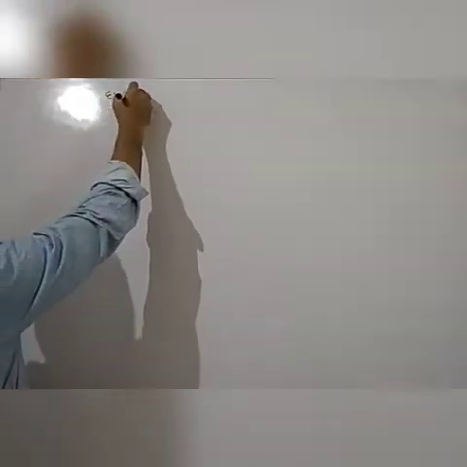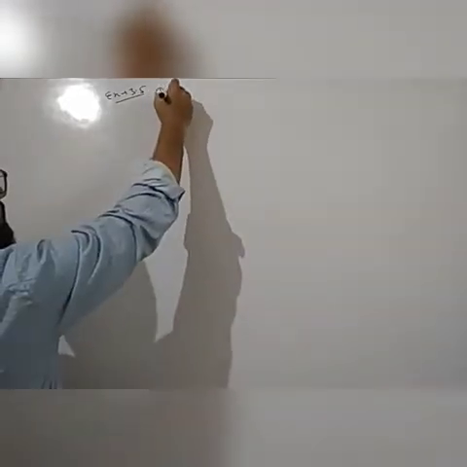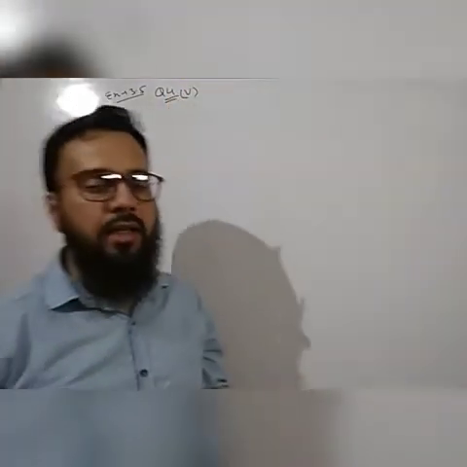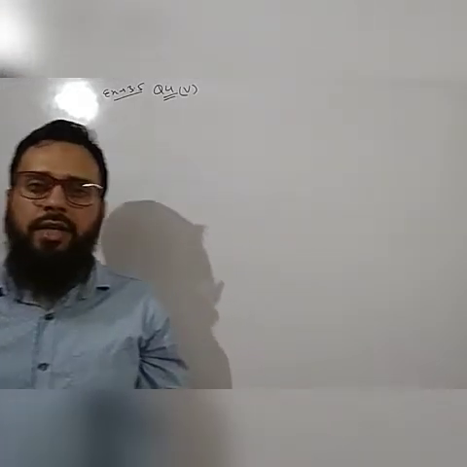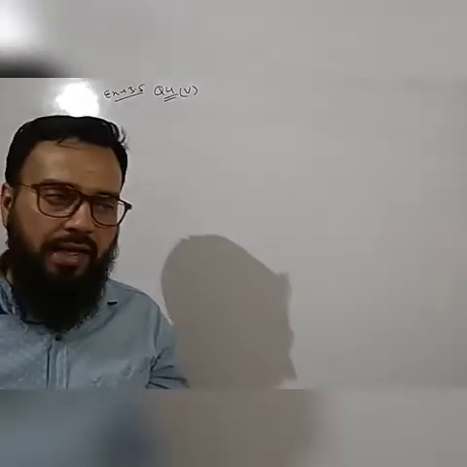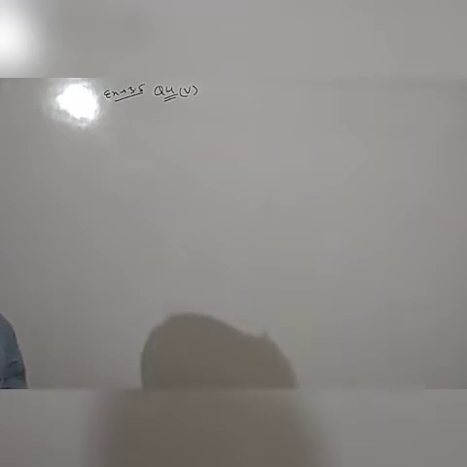The same exercise 3.4, question number 4, fifth part. Okay, these are the questions based on area of rectangle, area of triangle. There will be a relation given between the sides and you have to find the sides. So let us solve the question.